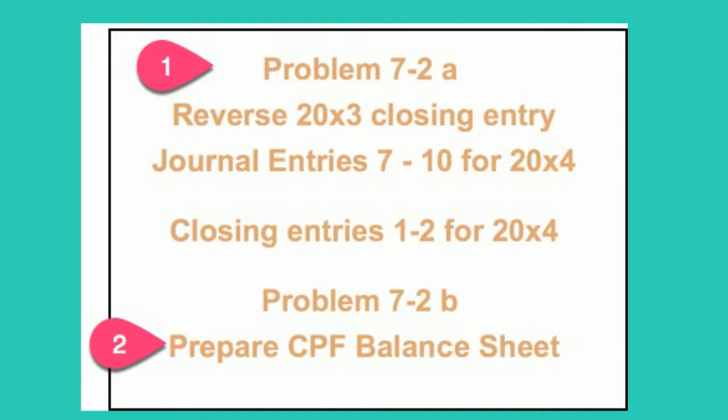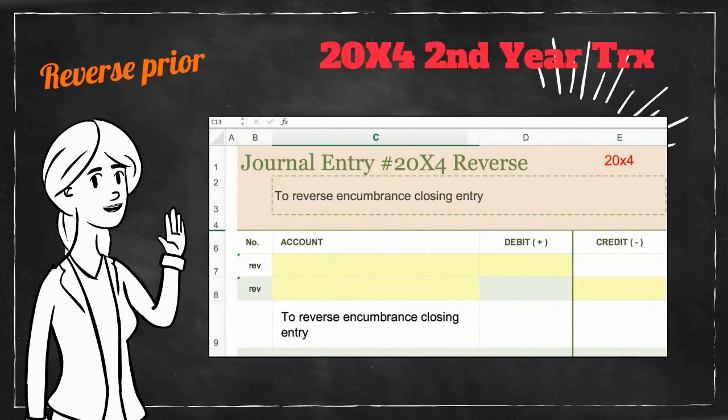We move on now to the second year. In the second year, we do 1 reversal entry, entries 7 through 10 for the regular entries, and closing entries 1 through 2. Then we prepare the balance sheet. The first entry we do is to reverse the closing entry we made for encumbrances. We actually reverse that in a 2-line journal entry.